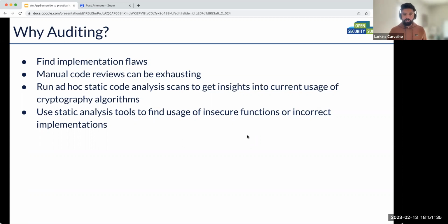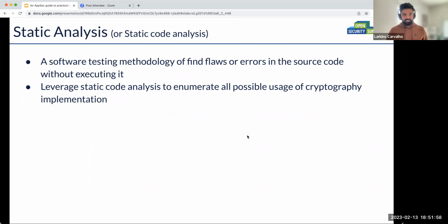It can help you answer: are we using MD5? Are we using DES? These are deprecated algorithms which are not recommended for use. It can also help you answer: are we using random functions which are cryptographically secure, or just random functions which are not? So what is static analysis? Static analysis is a software testing methodology. It can help us find flaws or errors in source code. We can leverage static analysis to enumerate all possible usage of cryptography implementation based on the rules we write.